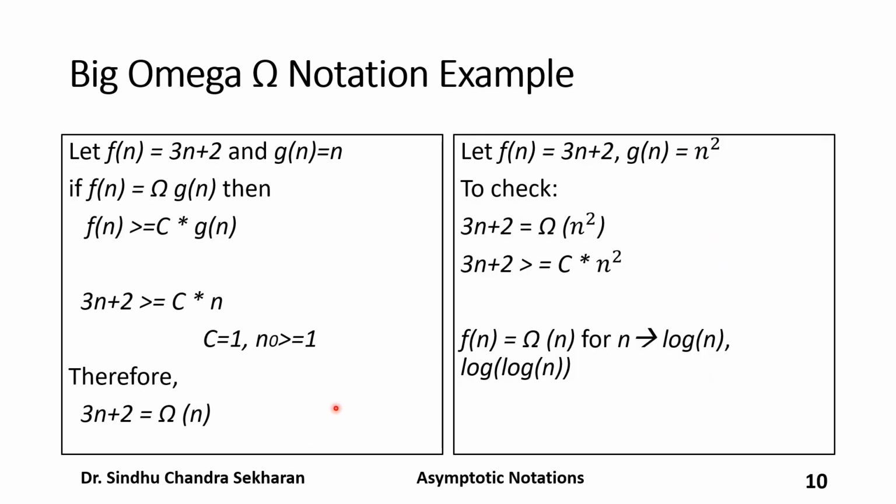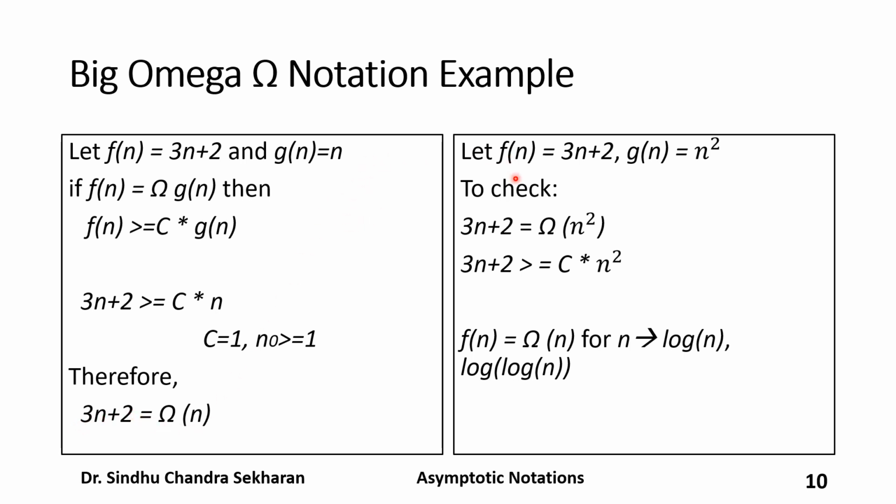So let us understand big omega notation with an example. Say f(n) is 3n + 2 and g(n) is n. If f(n) = Ω(g(n)), then we say that f(n) is greater than or equal to c·g(n). Substituting the values, 3n + 2 is greater than or equal to c·n. So here we have 3 times n, and we want the right hand side to be smaller, so obviously we can have the starting natural number c = 1. In that case, this equation will be satisfied. Therefore, you can say that f(n) is big omega of g(n), which is 3n + 2 is big omega of n.